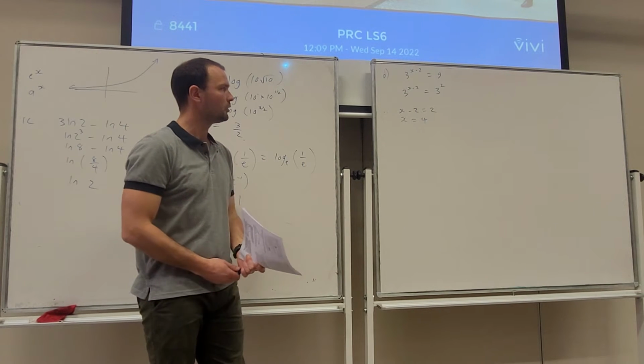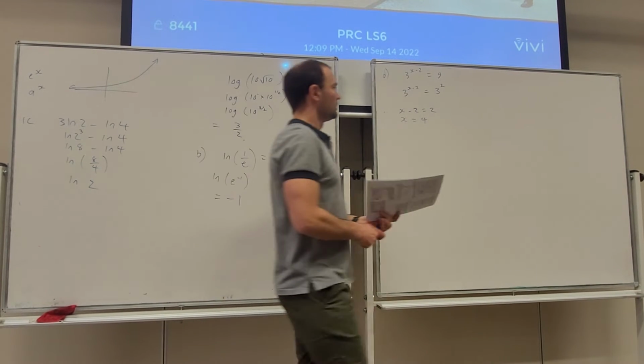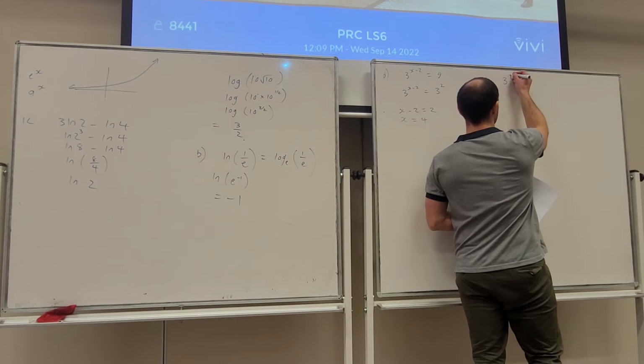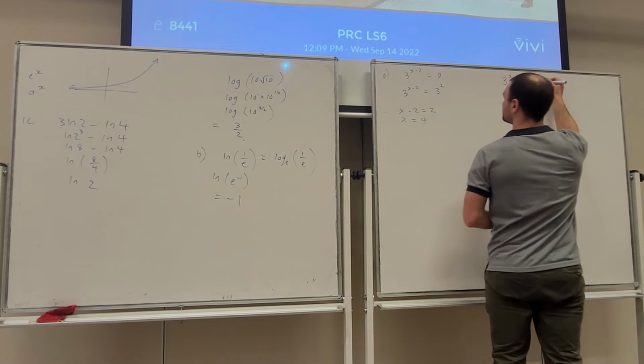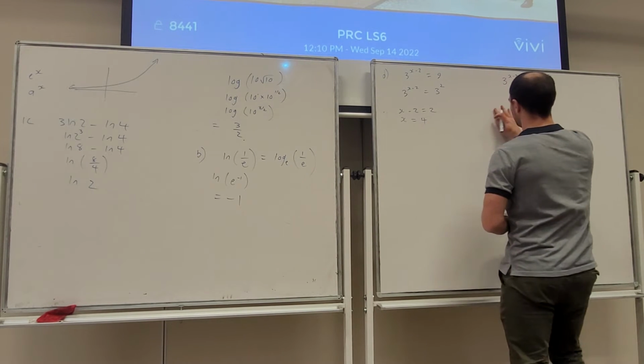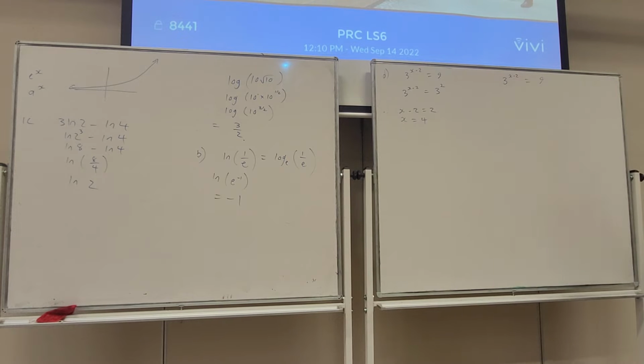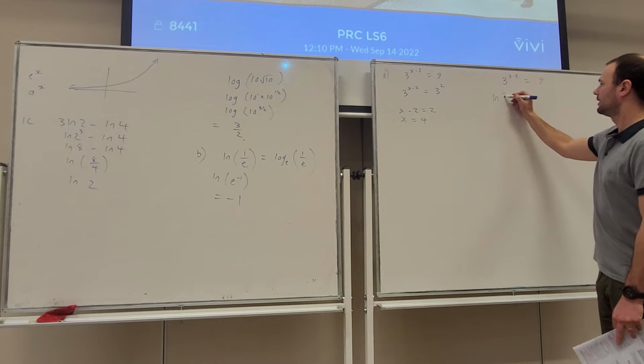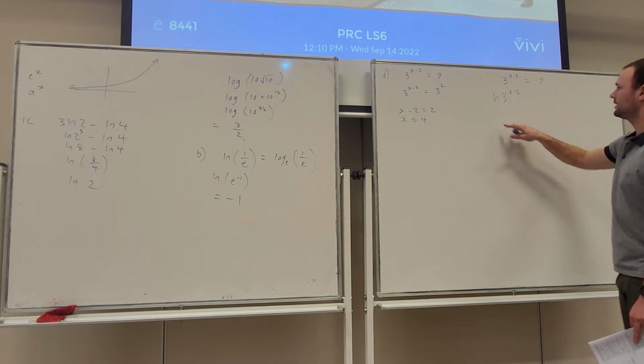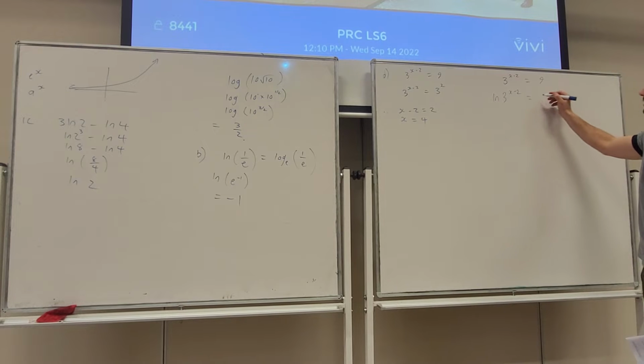And we'll use the natural logarithm. So if this is the statement we have, the first thing we're going to do is perform the natural logarithm of both sides. It doesn't matter whether we do log in base 10 or natural logarithm, you can do either. So we're going to have ln of 3 to the x take 2 is equal to ln of 9.